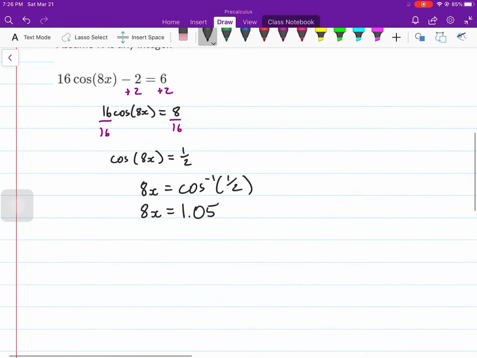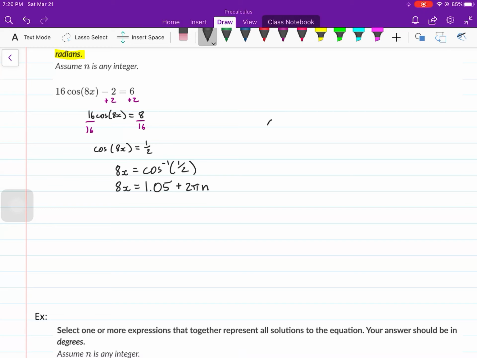And that's technically going to be plus 2 pi n. And then don't forget from that last video, remember that cosine of negative theta equals cosine of theta. So we actually have 2 solutions here. We have that 8x also equals negative 1.05 plus 2 pi n. So remember, cosine of 1.05 equals 1/2. That's not what x is. 8 times whatever we're going to get right now for x should be the 1.05.